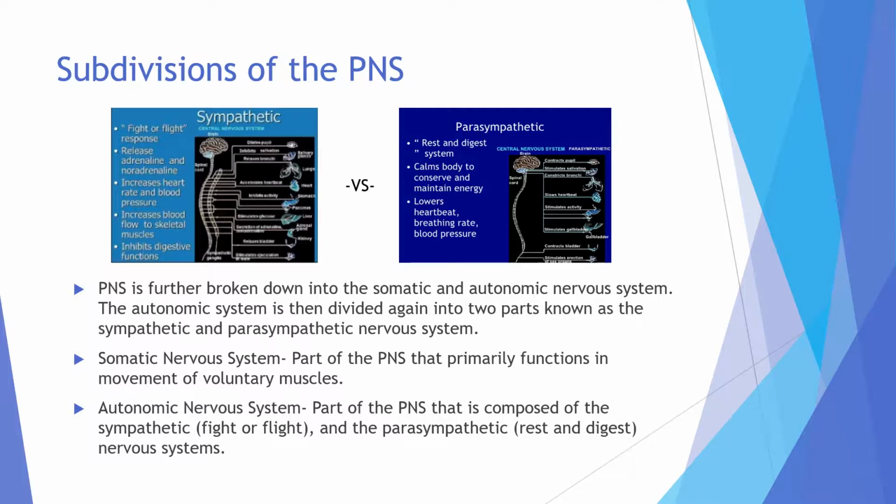The autonomic nervous system is the part of the PNS and is composed of the sympathetic, or the fight or flight mechanism in the body. It is responsible for acceleration. And the parasympathetic, also called the rest and digest mechanism, is responsible to slow the body down. These two systems work together to create balance within the body.